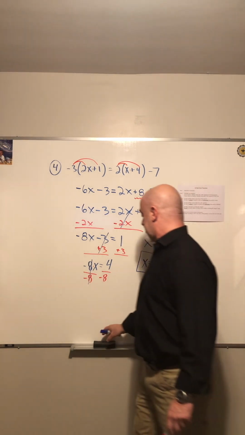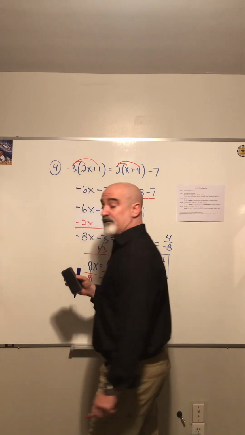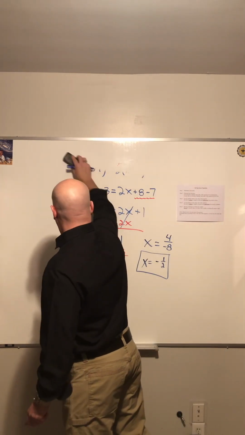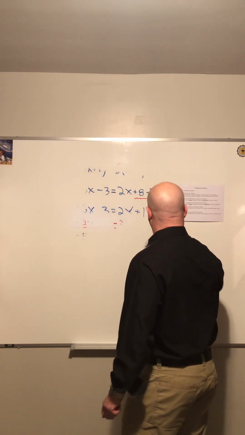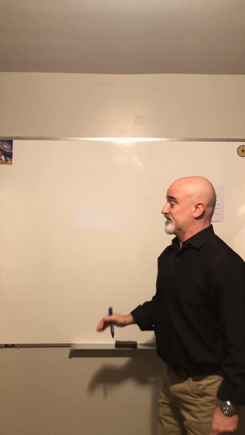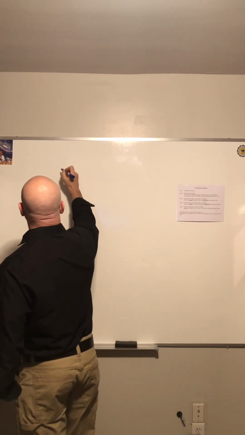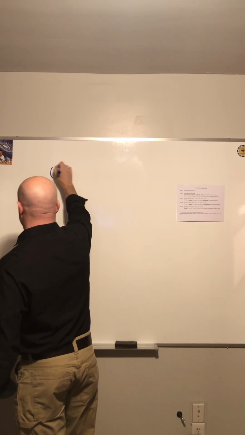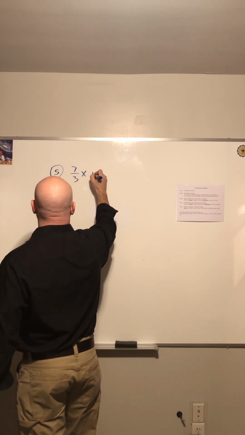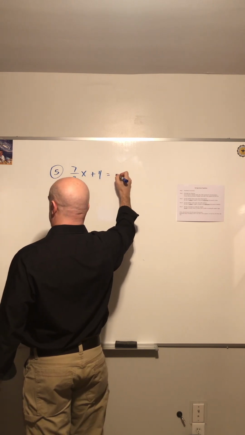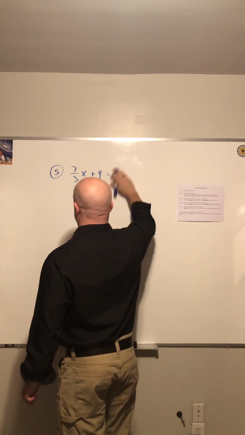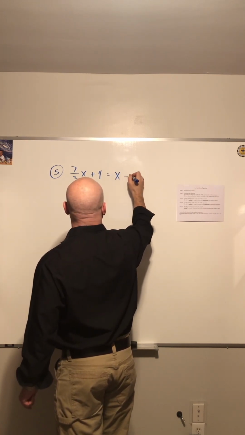So, okay, there is problem number 4, our last problem, which I just mentioned will have a fraction. You guys have been very patient waiting for one with a fraction, so here's a problem with a fraction. This will be our last problem. Problem number 5 says 7/3 x plus 4 equals, let's go with equals x minus 2.